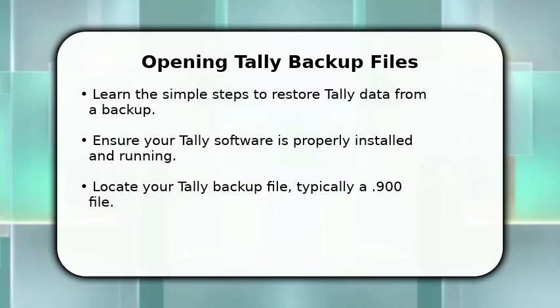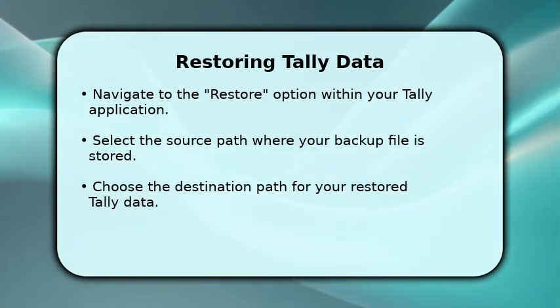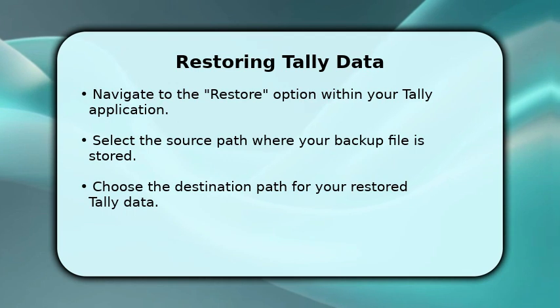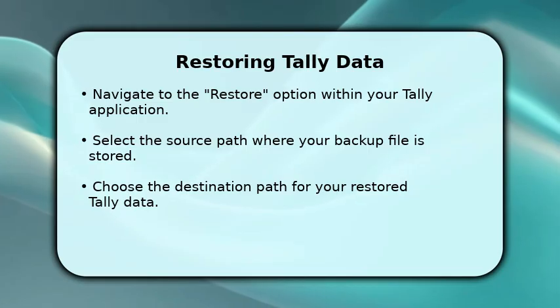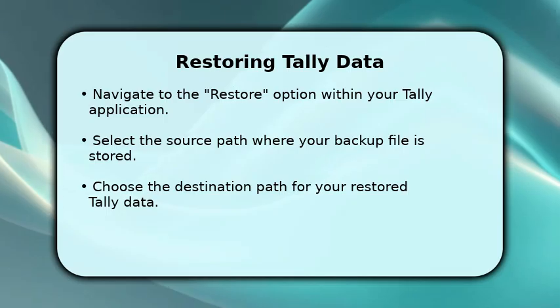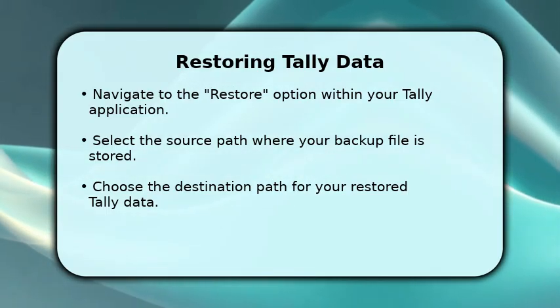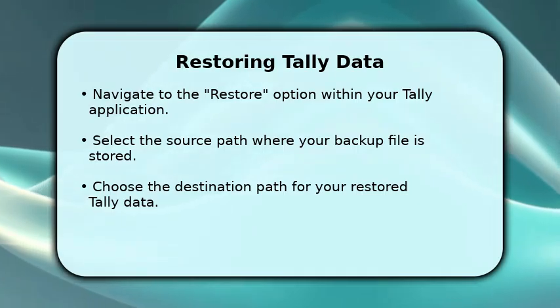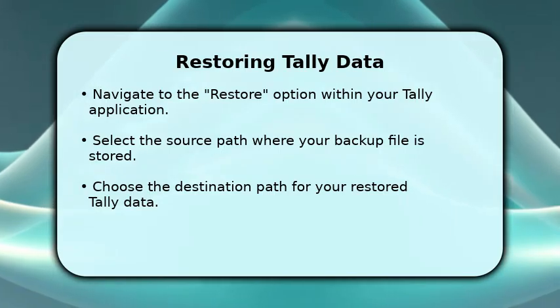to work efficiently. Once Tally is open, go to the Company Info menu and select Restore. You'll need to specify the source path where your backup file is located. Then, choose the destination path where you want the restored data to be saved. It's crucial to select an empty folder or a new location to avoid overwriting existing data. This ensures a clean and successful restoration of your company files.